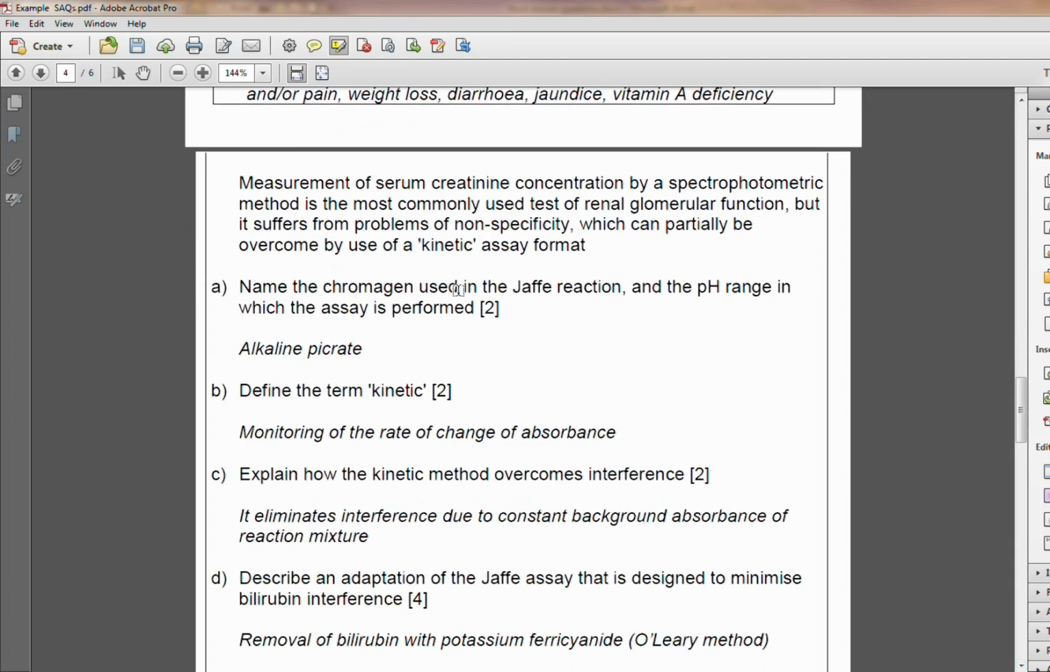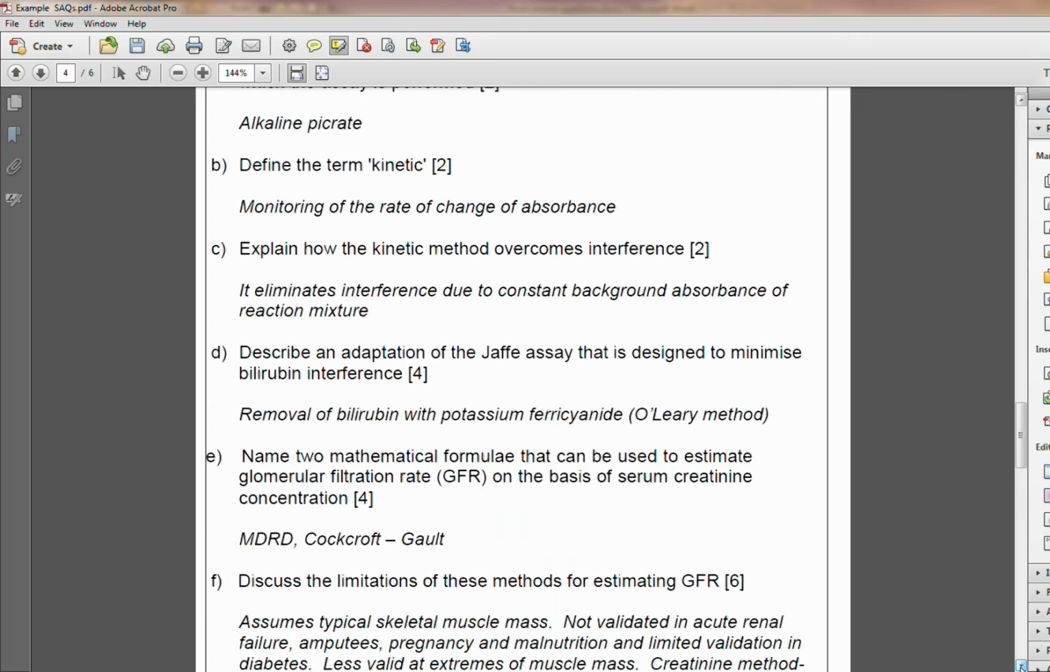Name the chromogen used in the Jaffe reaction and the pH range in which the assay is performed: alkaline picrate. So you would have needed to know, as I've said, the exam is also going to test technical knowledge, a technical knowledge that you would expect from this level of training.